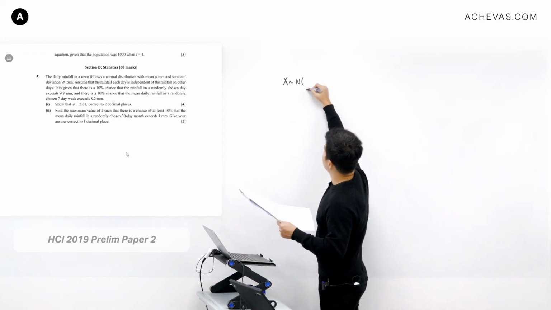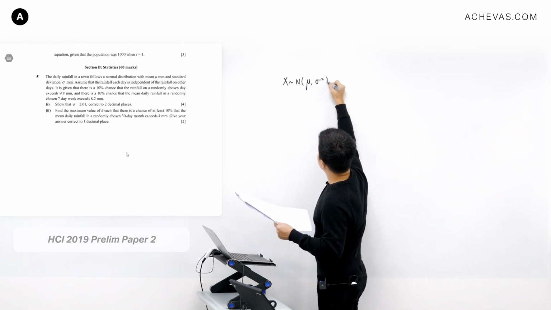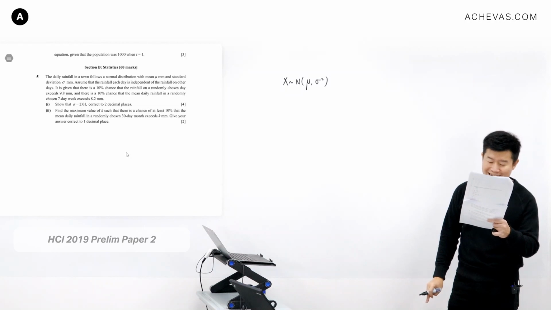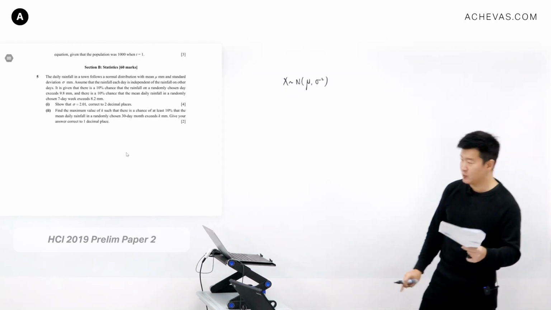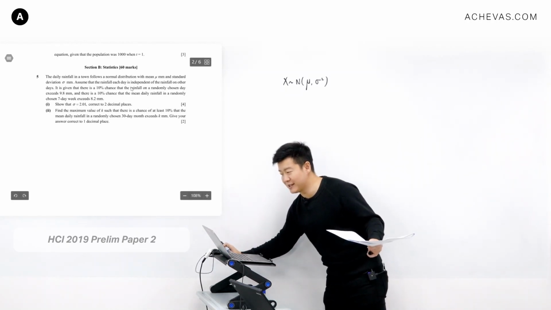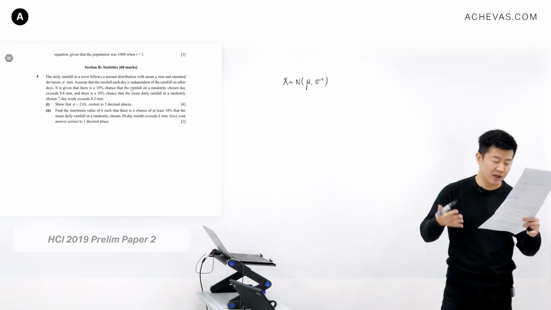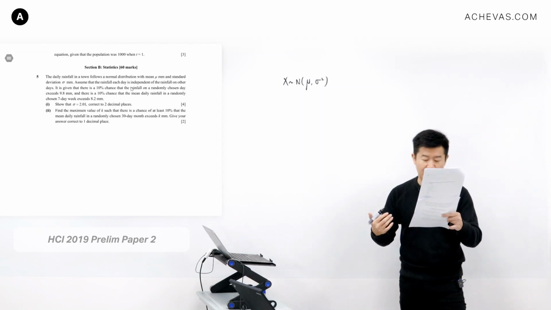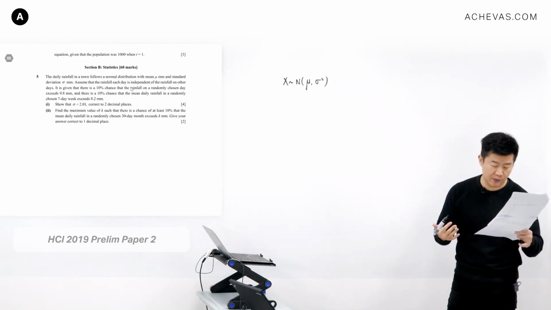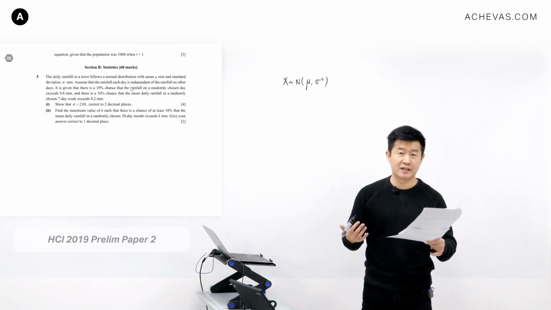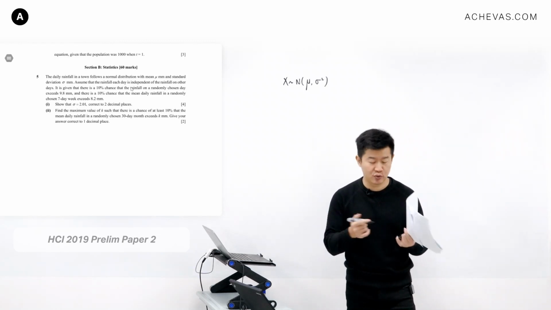So normal distribution with a mean of mu and a standard deviation of sigma, and assuming that the rainfall each day is independent of the rainfall from the other day. Why do they need to give this statement? The rainfall on one day is independent of the rainfall on the other day, because later on they talk about the mean rainfall that is chosen from 7 days. So we are talking about sample mean distribution.